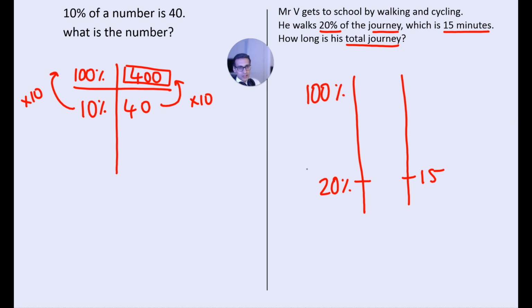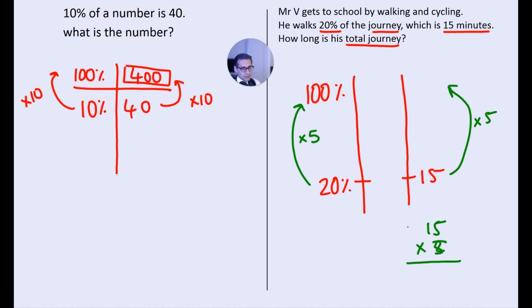To go from 20 to 100, we're going to have to times it by 5. 20 times 5 is 100, and we're going to do the same thing here. We're going to do 15 times 5.